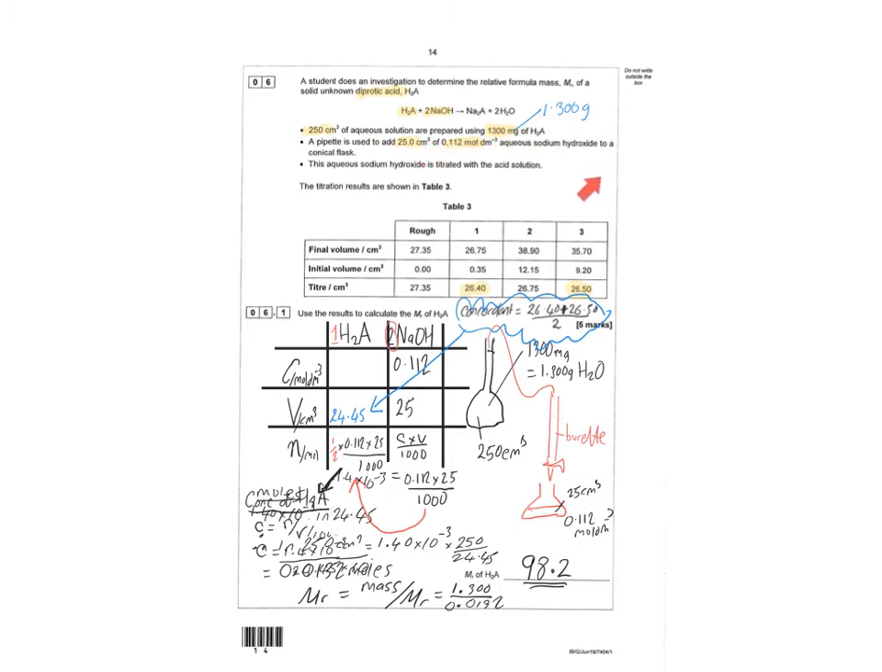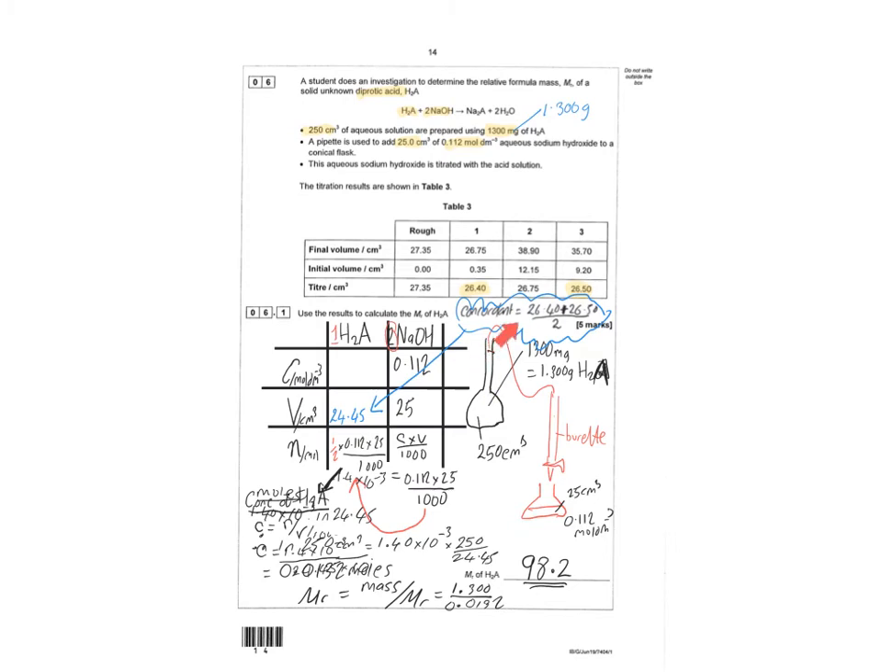of sodium hydroxide, and that's going into a conical flask. So here at the side, please do it. The examiners will love if you storyboard. So here's the 250 centimetres cubed in your volumetric flask. You've got your 1,300 milligrams of your H2A, which equals 1.300. That should actually say H2A, not H2O. So there's your acid, solid acid being dissolved into your flask.